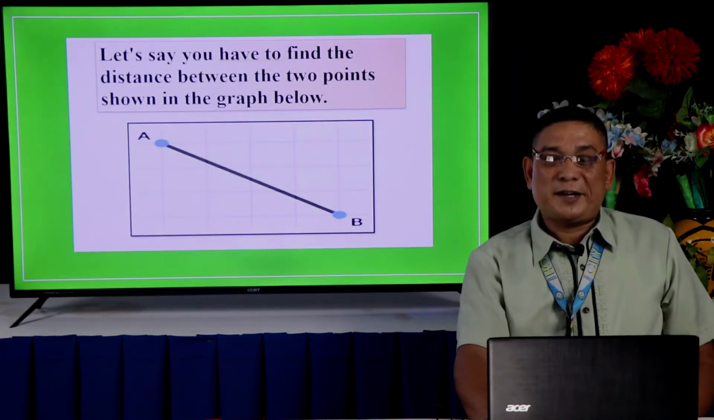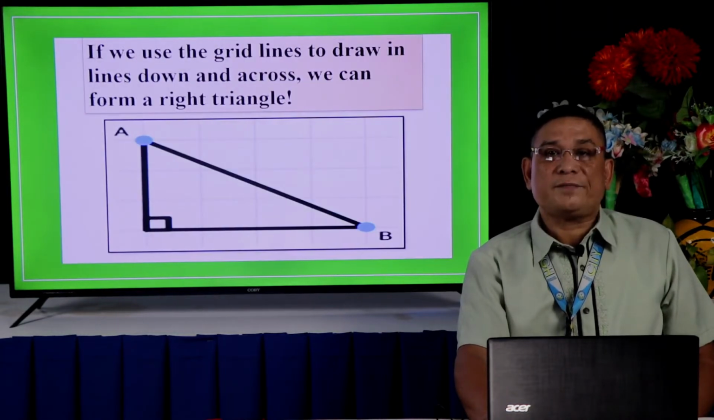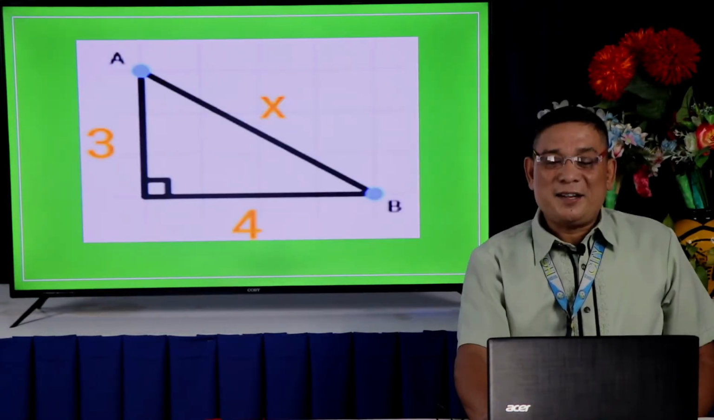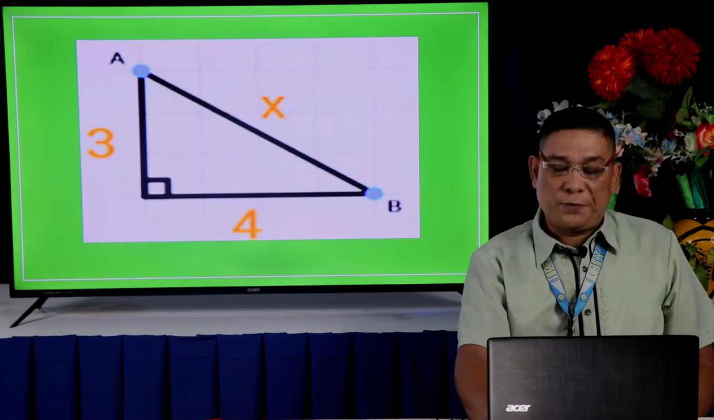Let's say you have to find the distance between the 2 points shown in the graph. If you use the grid lines to draw in lines down and across, we can form a right triangle. Now we have already a right triangle. By that right triangle, we can use the Pythagorean theorem to find the distance between A and B. The distance we want to find is the hypotenuse of the right triangle. And we just count the spaces to find the lengths of the legs. A equals 4, B equals 3, so therefore C equals 5.